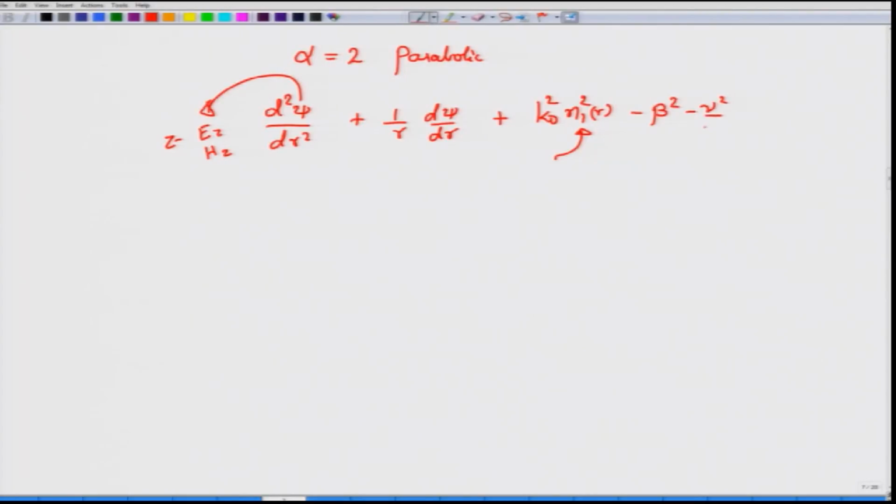Of course, you are still assuming that you want the azimuthal dependence to be in the form of nu, and the propagation constant beta is what you are trying to find out. Okay. So, this would be the equation, but it turns out that this equation cannot be solved except for the case of alpha equal to 2. We are not going to solve the equations, but I will tell you what really happens in this case.